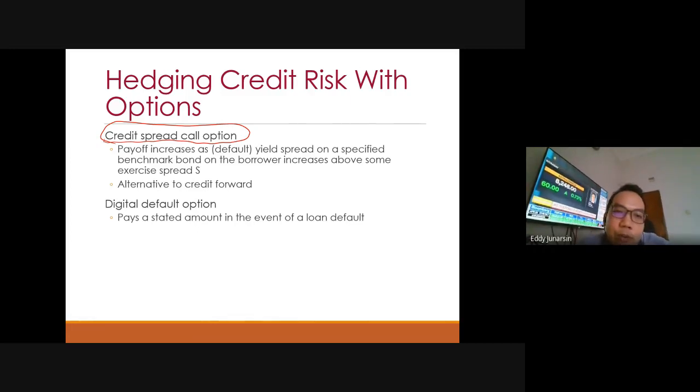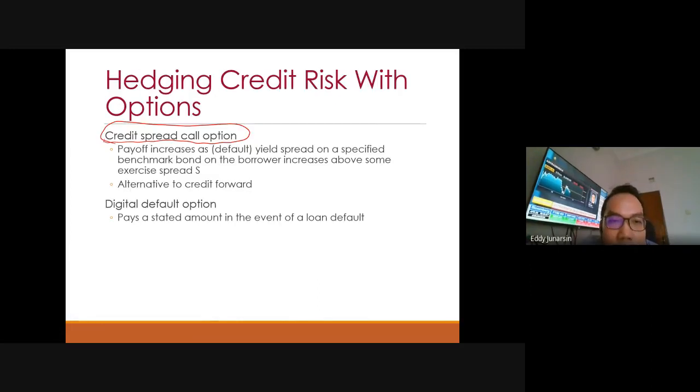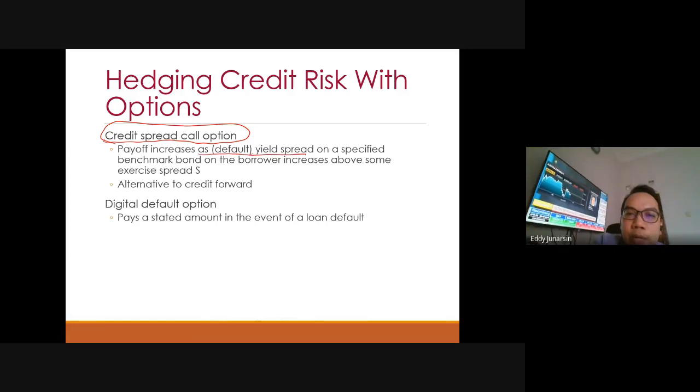Again, under forward or futures, you don't have the choice, but you are committed, right? You are committed to executing the deal that you have made with your counterparty. But here on option, you have a flexibility or a choice, and very similar. If your client experiences a decrease in quality, then the yield spread will increase. Remember our discussion on this topic using the forward or futures.